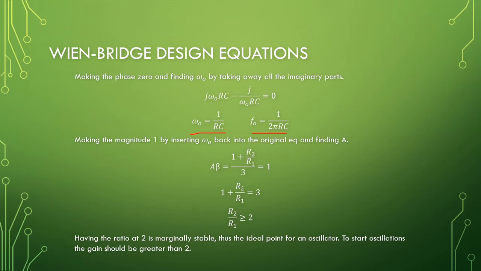Okay, so the gain of our amplifier, the negative feedback part, we should have a gain of 3. This will place us on the marginally stable line. So the ratio of resistor 2 over resistor 1 should be greater than 2 for oscillations to start. So basically we push our system into the unstable region. That is when oscillations will start, if you choose your ratio of resistors to be a bit larger than 2.